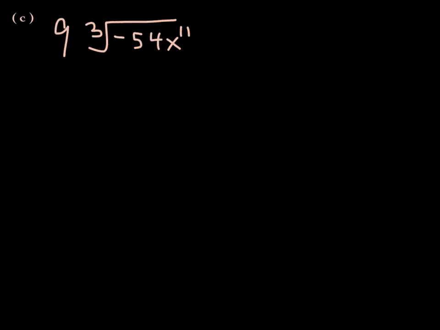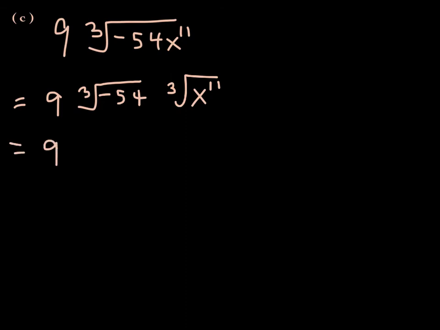Now we have 9 times the cube root of negative 54, x to the 11th power. All right, so here we go. So we have 9 times. I'm going to use the product rule for radicals to rewrite the radical part of this term as the cube root of negative 54, and then times the cube root of x to the 11th power. Now I'm going to focus on rewriting negative 54 as a product of two factors where one of them is a perfect cube. So I'm going to rewrite it as negative 27 times 2.